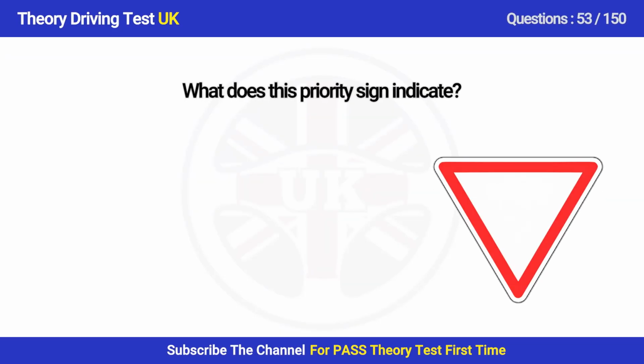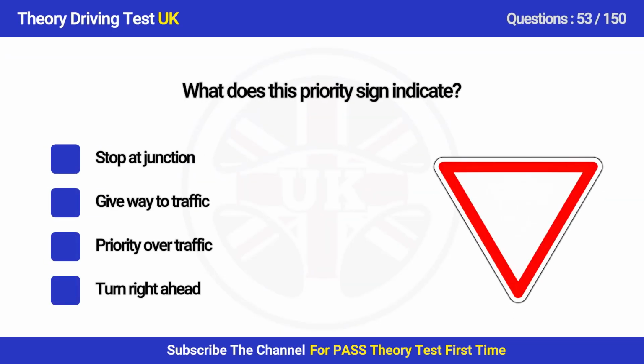Question 53. What does this priority sign indicate? A. Stop at junction. B. Give way to traffic. C. Priority over traffic. D. Turn right ahead.